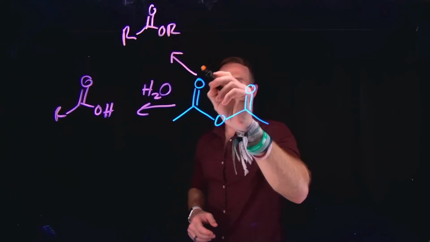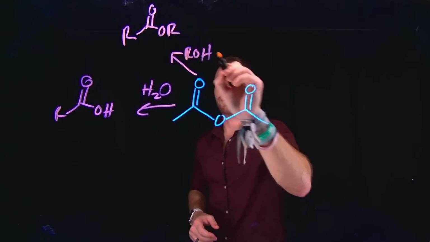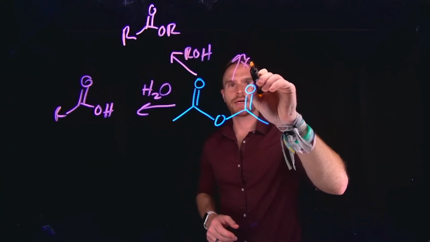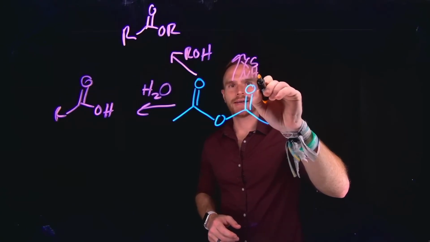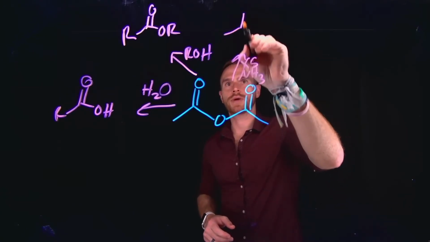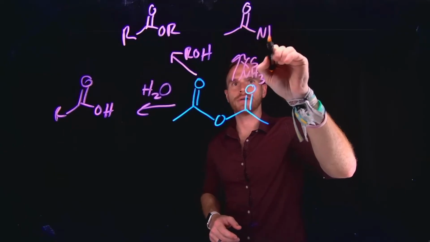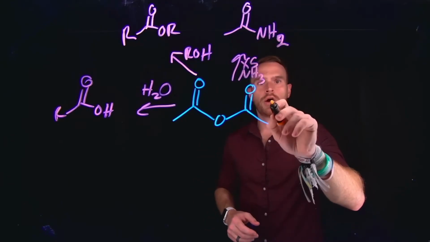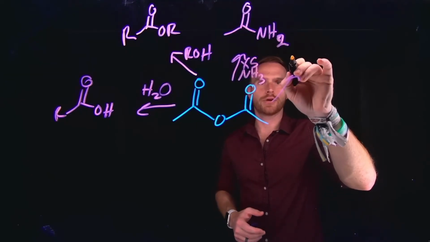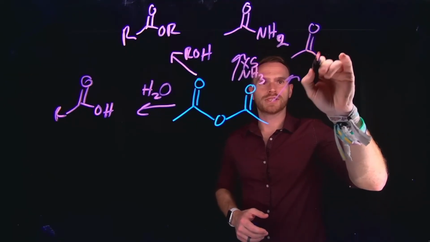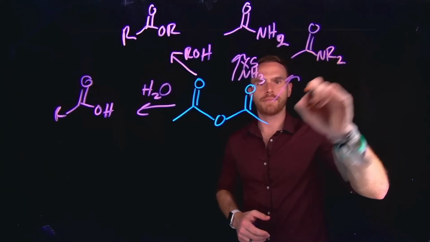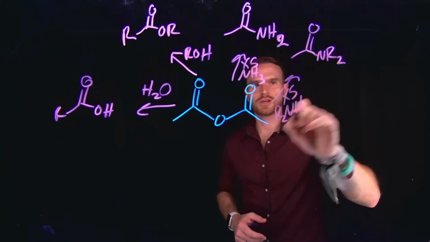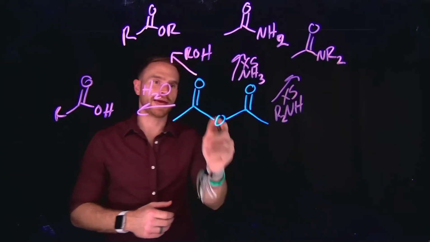So an ester can be created through the addition of an alcohol. Again, like acid chlorides, we can create primary amides simply by adding different amines to create brand new amide bonds. So a primary amide could be formed through the addition of excess ammonia, or if we wanted to make a secondary or tertiary amide, we would simply add different types of amines to our system.